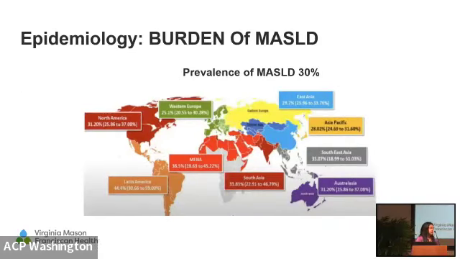Well, this slide is a little frightening. This is the burden of MASLD globally, and you can see whether you're talking about the US or Australia, our prevalence is over 30%. So we're talking about 3 to 4 out of 10 have MASLD. And in certain areas like South America or the Mediterranean, it's close to 35 to 40%. I think the only continent where it's a little less, closer to the lower end of 20, is South Africa.